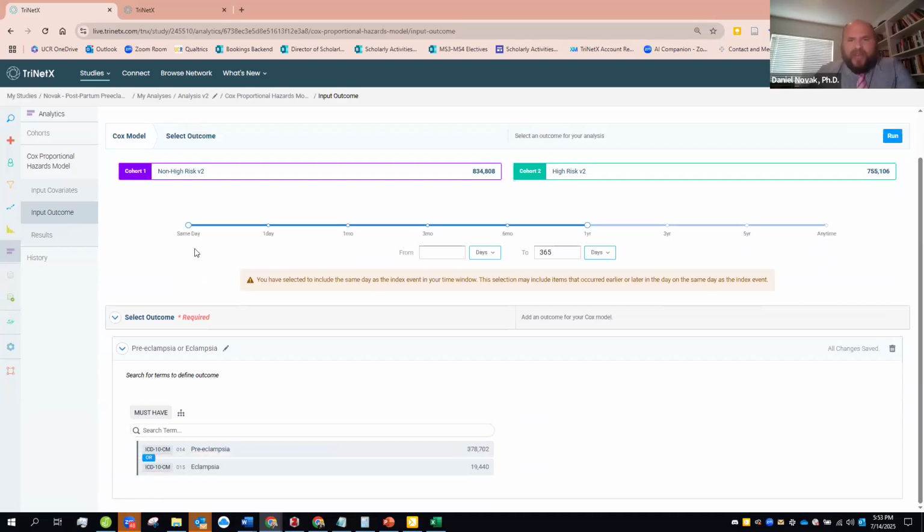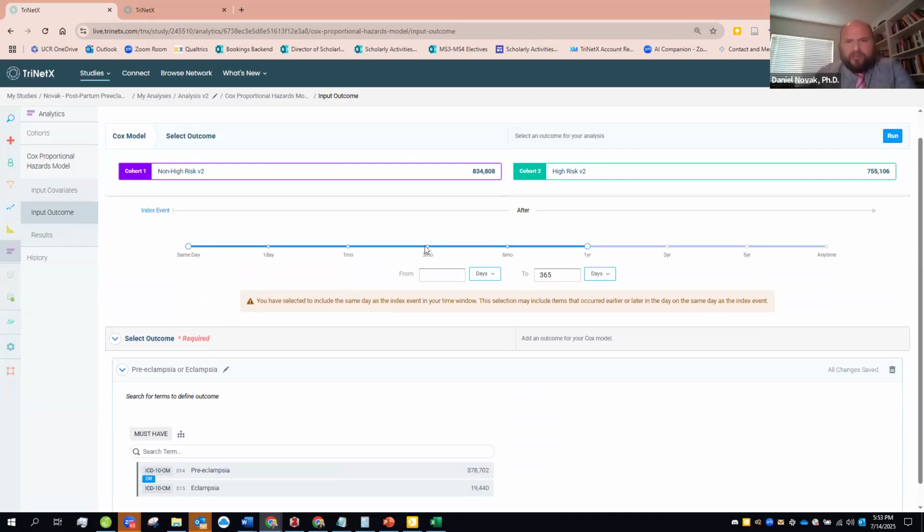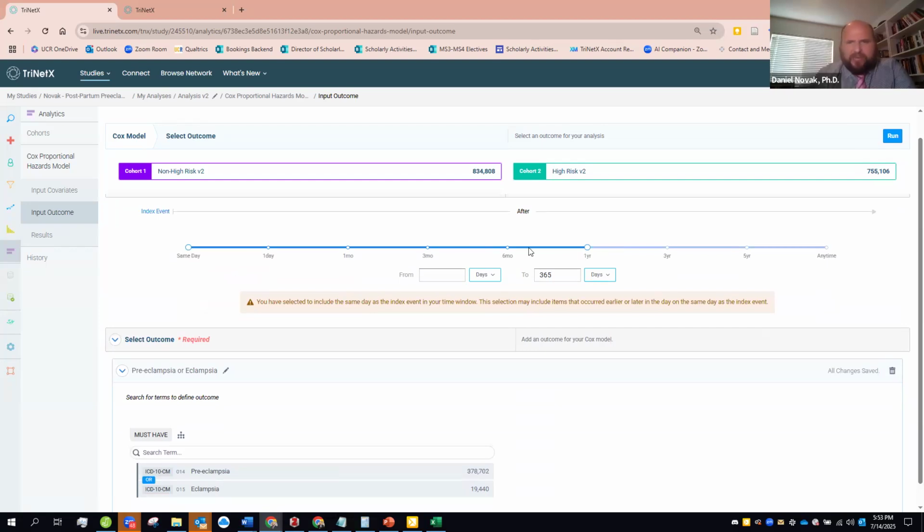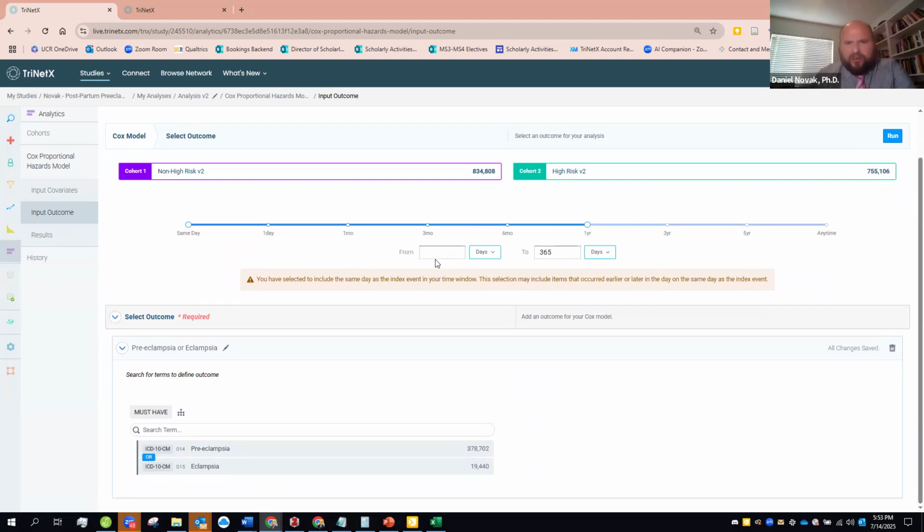So once you've added all of your factors in, you can, just like before, set your look forward period here, same day to 1 year in the future, which is our time frame that we're looking at. And then you can add whatever outcomes you would like. Now, this is one thing to note.